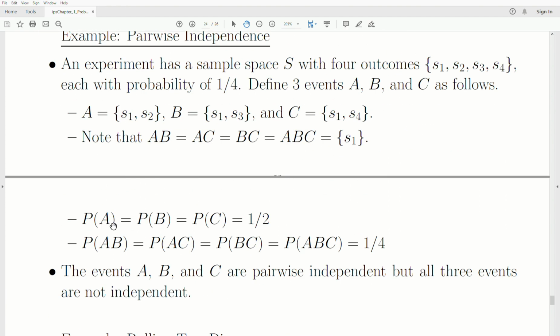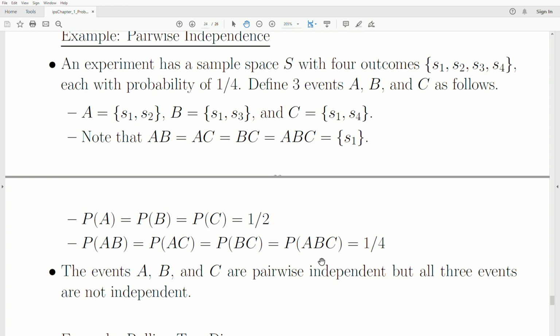So if we look at the probability of A, that's 2 out of 4, which is 1/2. The probabilities of B and C are also 1/2. But the probability of these intersections is 1/4, right? If we look at the product of P(A) and P(B), that's 1/2 times 1/2, which is 1/4. So all these two-way or pairwise comparisons are independent.